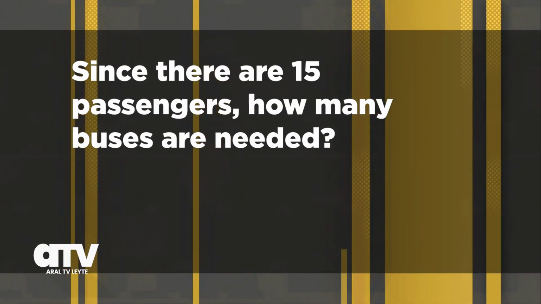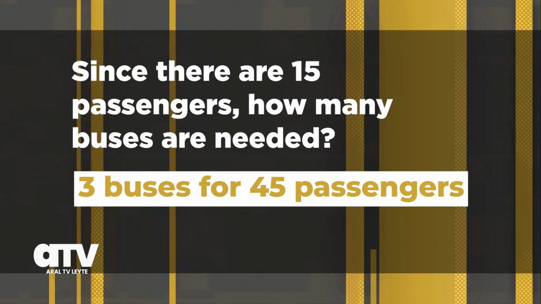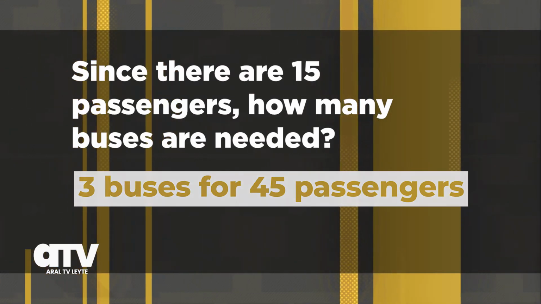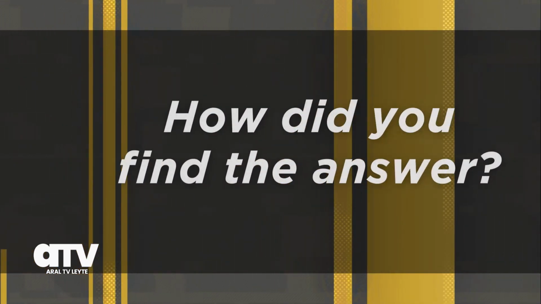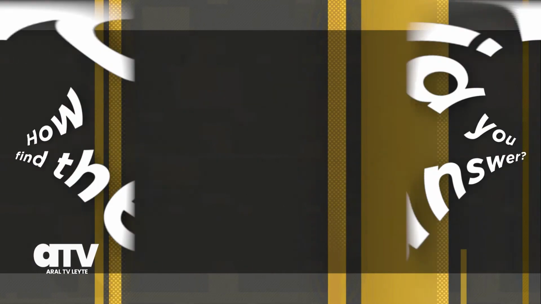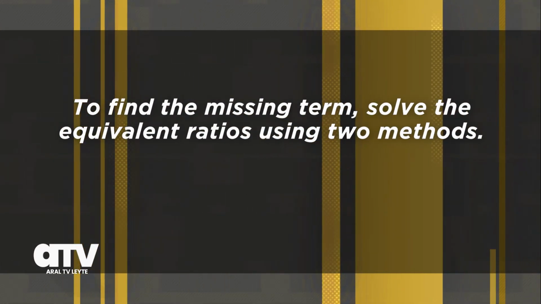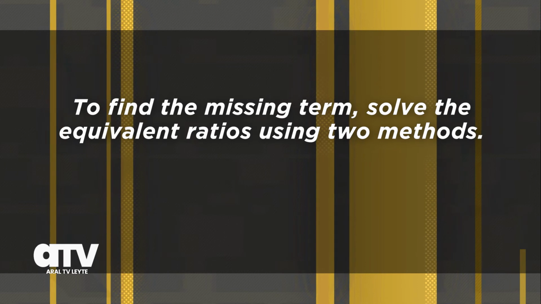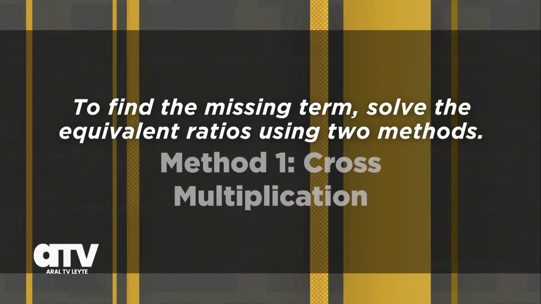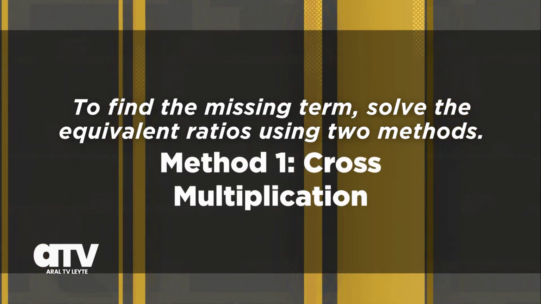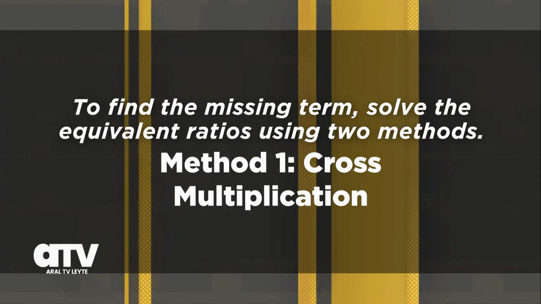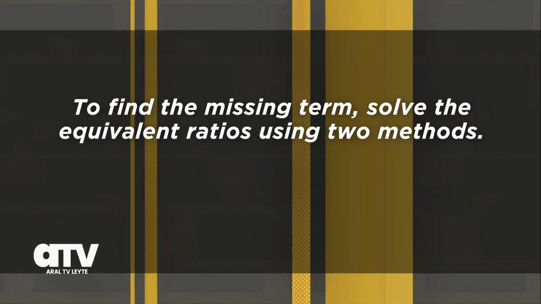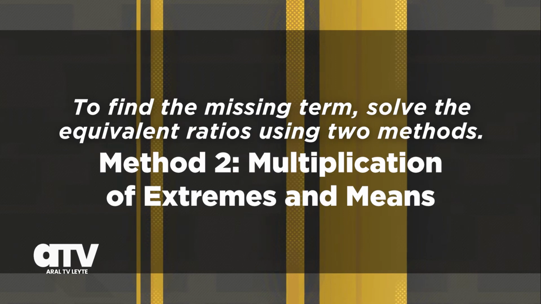Correct! Very good, kids! 3 buses are needed for 45 passengers. How did you find the answer? To find the missing term, we will solve the equivalent ratios using 2 methods. Method number 1, cross multiplication. Method number 2, multiplication of extremes and means.